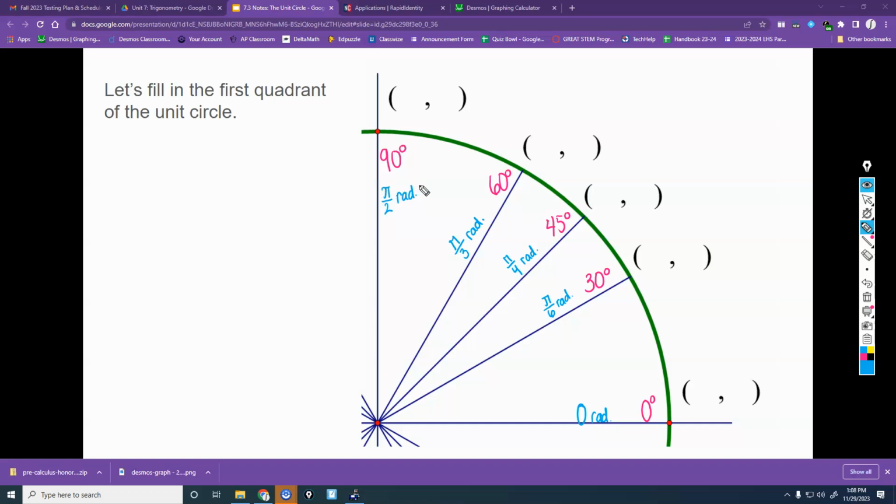We could go through and convert like you guys were doing on the quiz. We could take 30 degrees and multiply it by pi over 180 and convert. It'd give us pi over 6 for that. So those are our radians there. We have to know both of them.